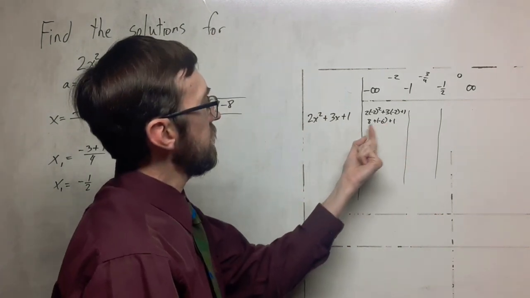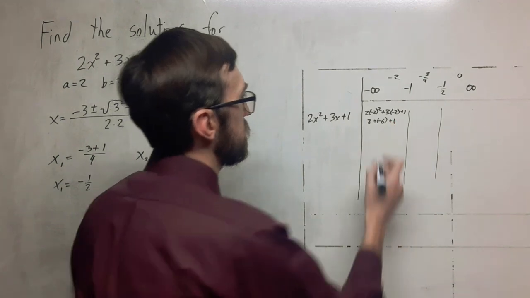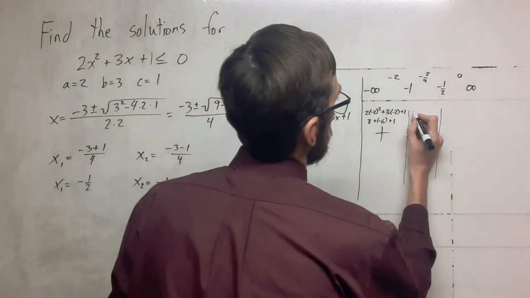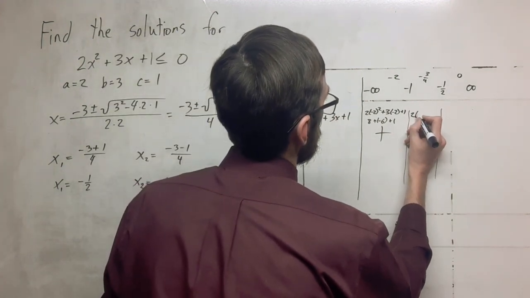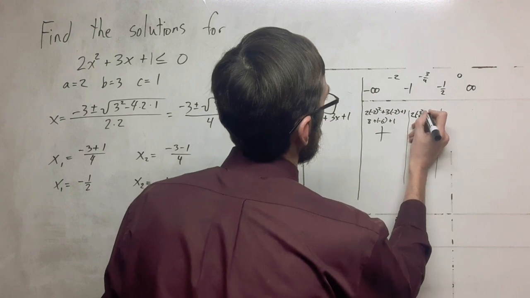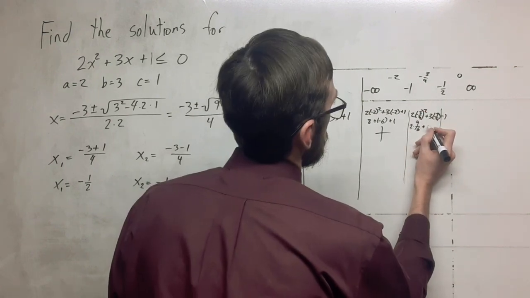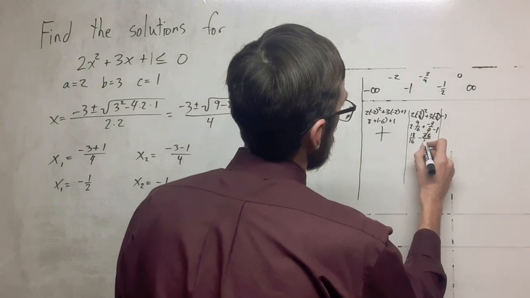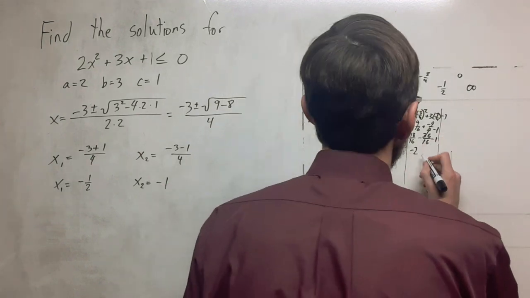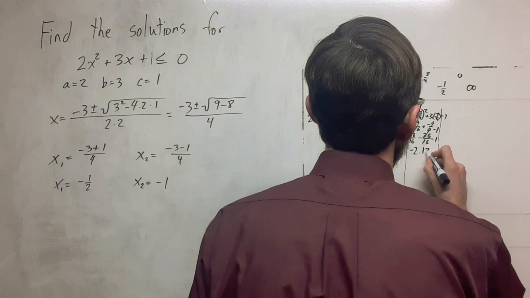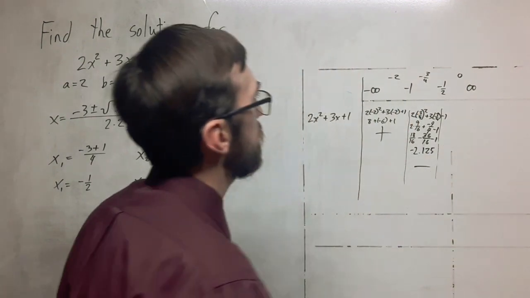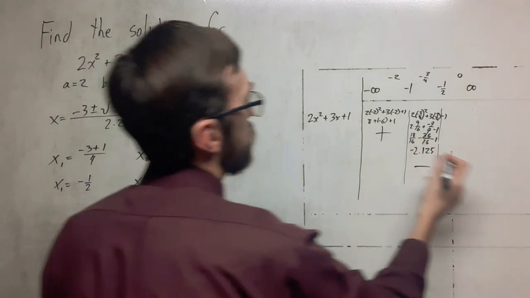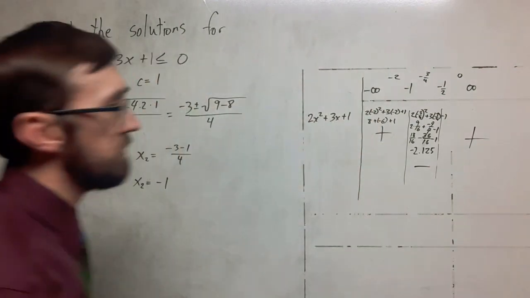All right, so we're going to have 8 minus 6 is 2, plus 1 is 3, so that is positive. Plugging in negative 3/4 into here. This gives us negative 2.125, so that's negative there. And then if we plug in 0 here, these two terms with an x drop out, and we have just the 1 left that's positive, so we have positive here.